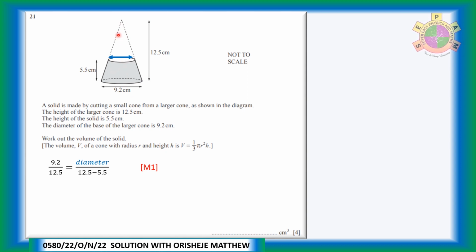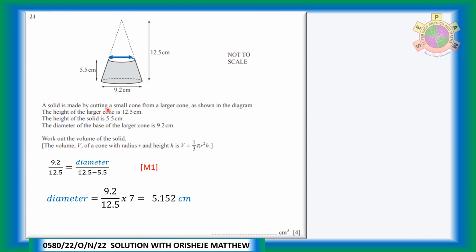So how do we get the height of the cone that is cut off? The height of the cone cut off is going to be the height of the complete big cone minus the height that is left. 12.5 take away 5.5, that gives you 7. So make the diameter the subject of the formula, so you cross multiply. So the diameter of the cone that is cut off is 5.152 cm.